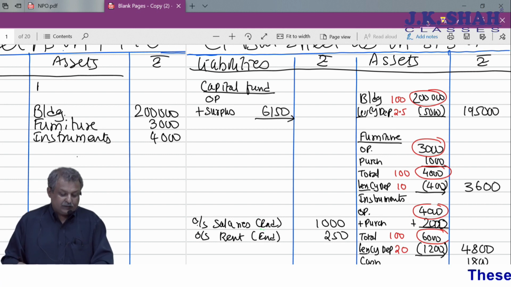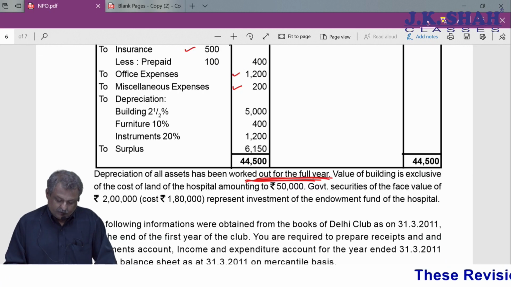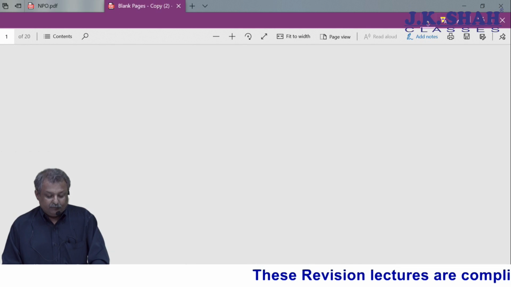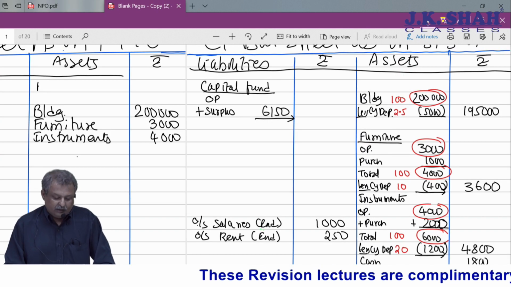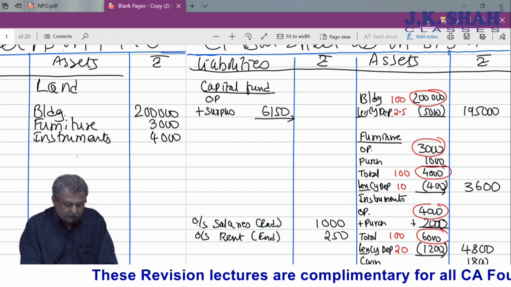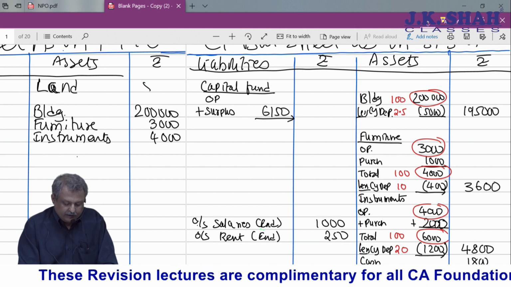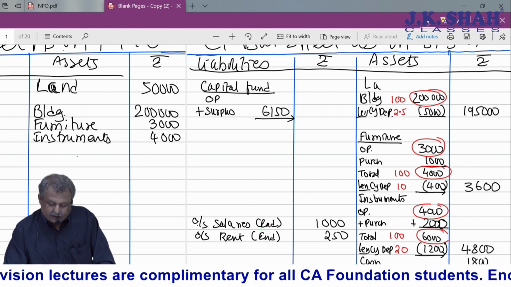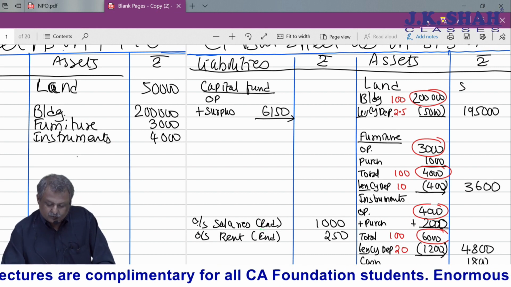Then, next, look at the question. Value of building is exclusive of the cost of land to the hospital 50,000. That means building does not contain land. So land is separate. There is no depreciation. So land 50,000. On the asset side, land 50,000.